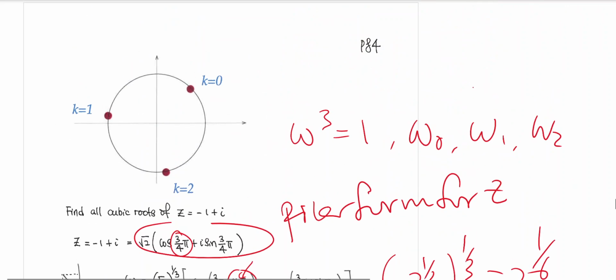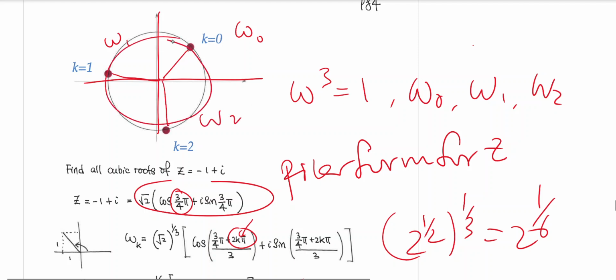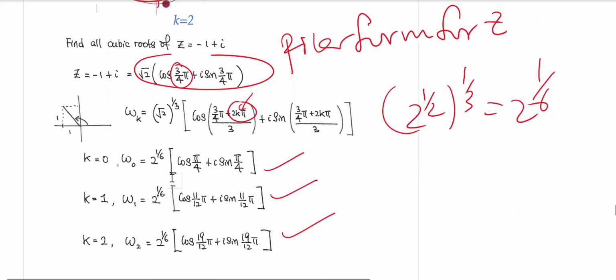Now, if you put this in our Argand diagram, this is going to be our omega 0, and this is going to be our omega 1. Sorry, I call it w, so it's w0, w1, and this is our w2. So the roots will be on a circle, in this case of radius 2 to the power 1 over 6.